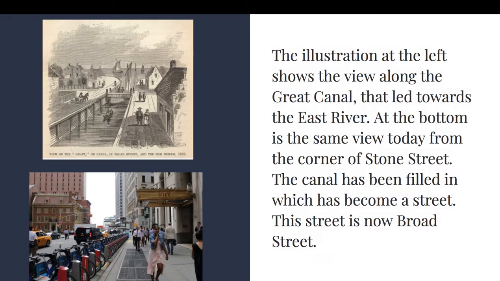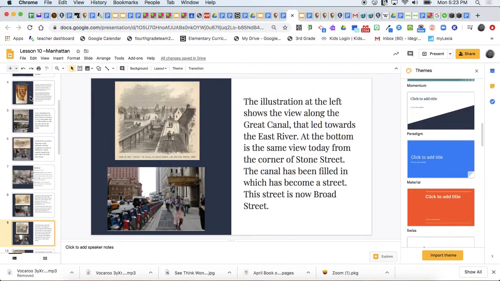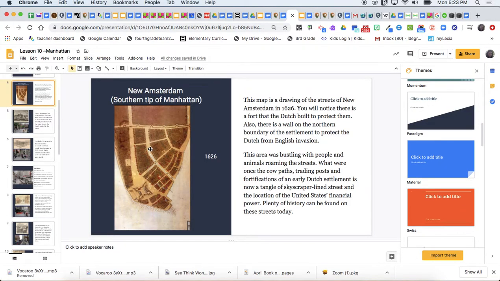And you might be wondering, why did they close that canal? Well, unfortunately, in the late 1600s, it closed due to excessive amounts of litter and garbage, and then the boats just couldn't pass through anymore. So they had to close it down. And I'm going to actually go back to our earlier map right here. If you look here, this is where the canal was on this map from 1626.